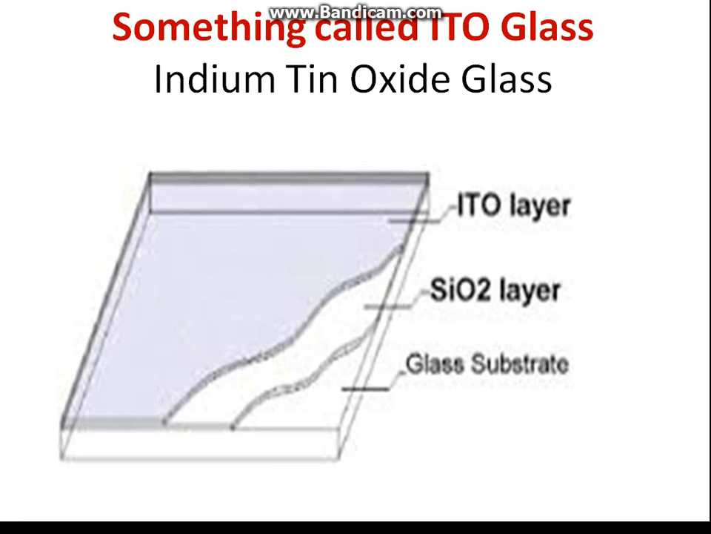So what we basically need here is an ITO glass. The ITO glass stands for indium tin oxide glass, and as the very name indicates, this contains indium, tin and oxygen. So what we have here is a glass substrate onto which a layer of silica has been applied, and on top of this silica layer there is a thin coating of ITO.